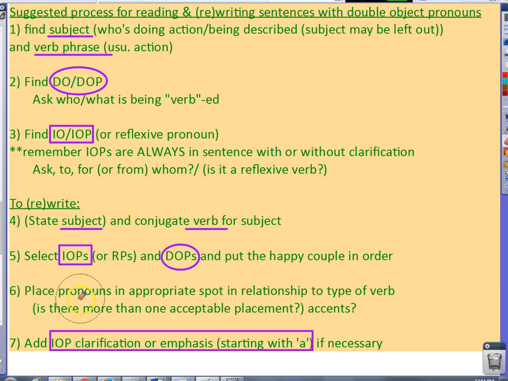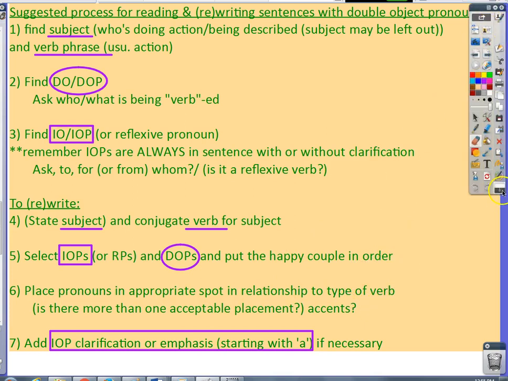Step E. Place the pronouns in an appropriate spot in relationship to the type of verb that you have. What type of verb do I have in my sentence? Just a conjugated one. Where do they go? In front. So, that's not the right screen.